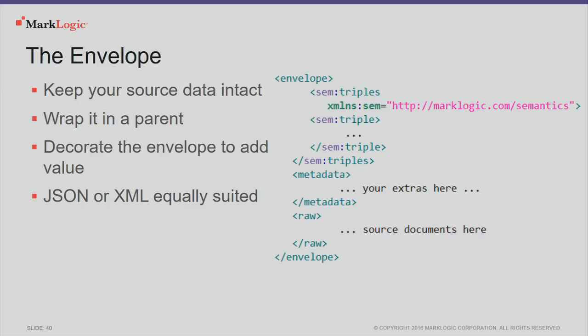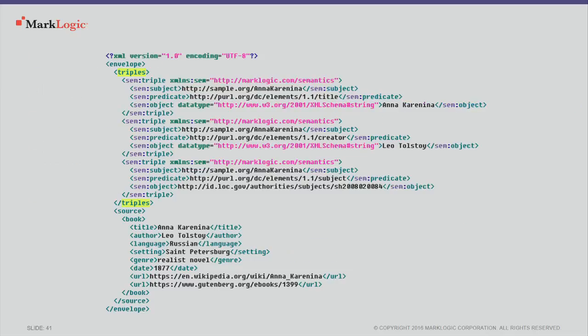Here's a kind of full view of an envelope, because this is 3 triples. You can see that they actually take up quite a bit of space, they're pretty verbose. Of course, when we store things, it's all in a compressed tree.